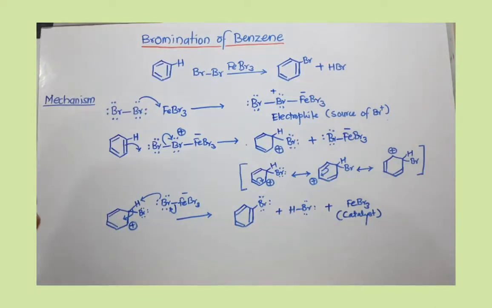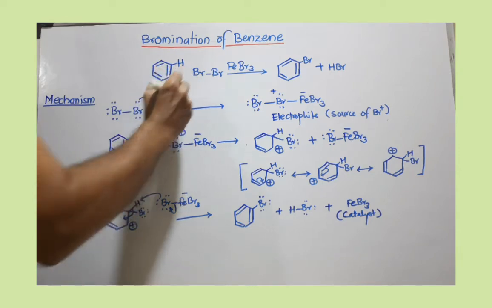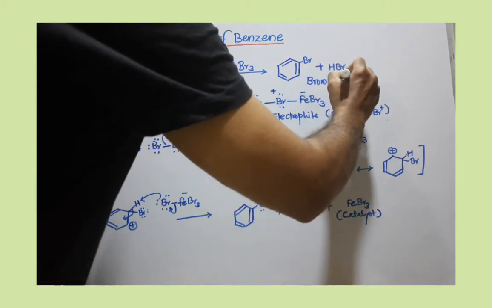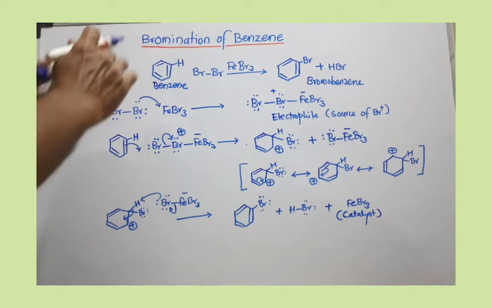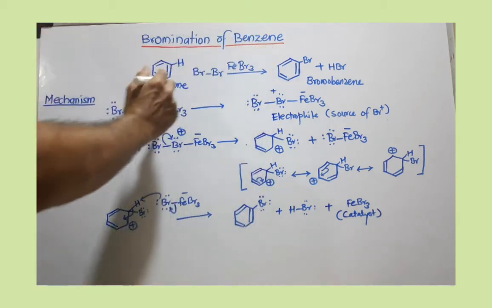Bromination of benzene. How benzene is converted to bromobenzene, that we are going to discuss in this video. This is an electrophilic substitution reaction, and up till now we have already seen the general mechanism of electrophilic substitution reaction. Now we are going to take this example, that is bromination of benzene, how to get bromobenzene from benzene.